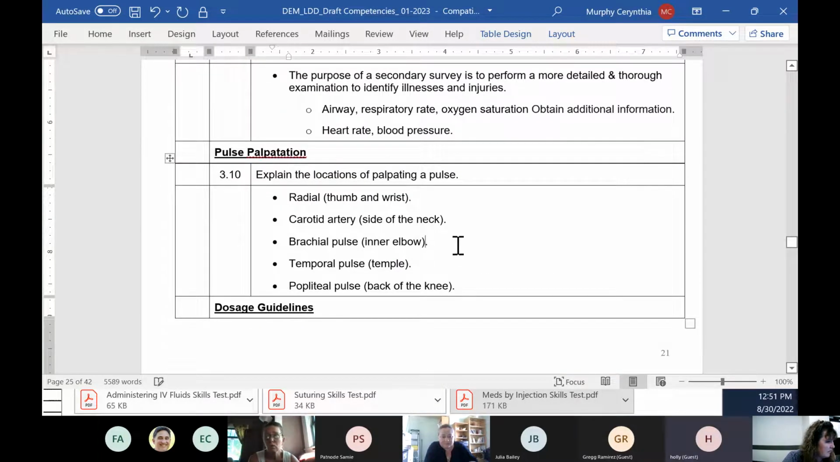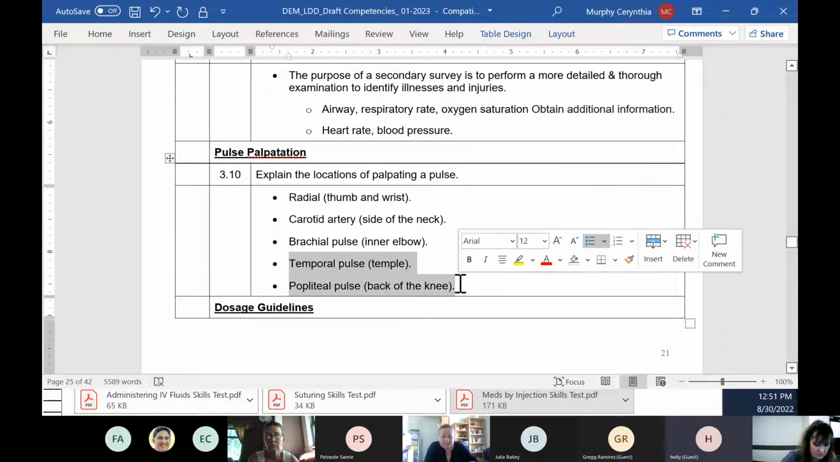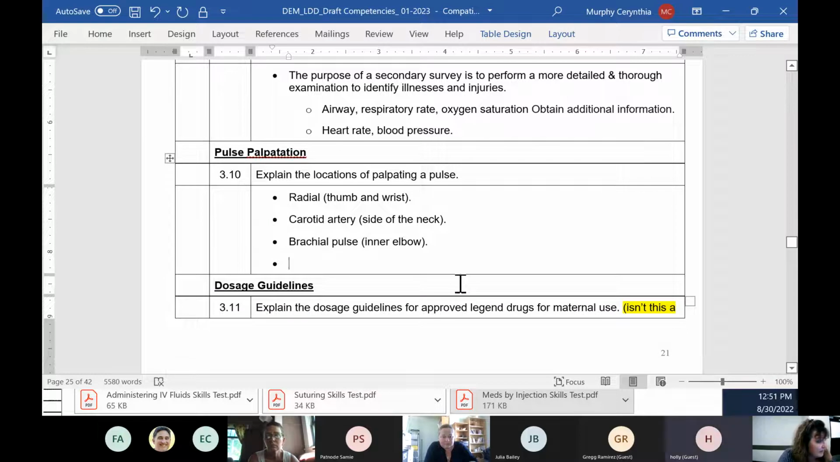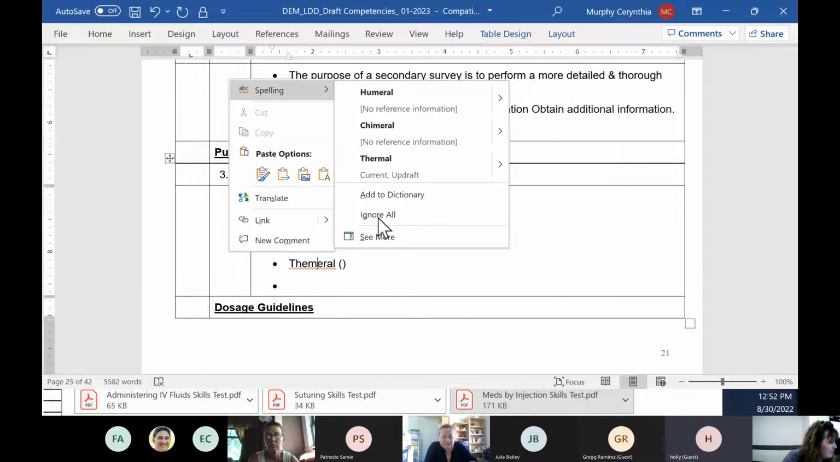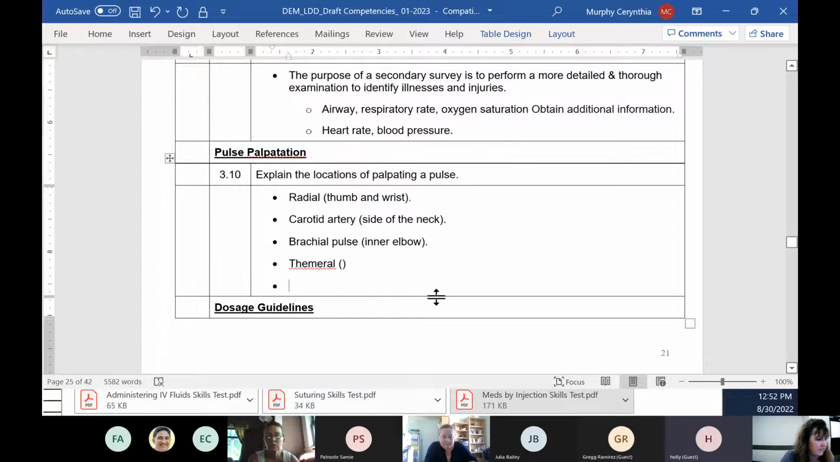And then, so temporal goes away and popliteal goes away, and we add in apical and femoral. But also because if you can palpate a carotid pulse, you have at least a systolic of 60, that is a super helpful, important thing for people to know. So, FEMORAL.